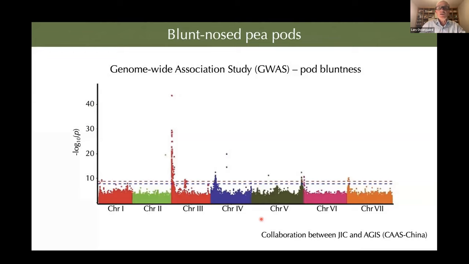But to help with this, we have then also done a genome-wide association study using this massive diversity set that we have at the John Innes Centre. And I will not go into the technical details, both because I'm not quite sure I understand all of them myself, but also because it would take a lot of time. But essentially what we have identified is that on chromosome 3, at the top of chromosome 3, there's very high association between genetic diversity and the bluntness trait. So that suggests that the gene is lying in this region.